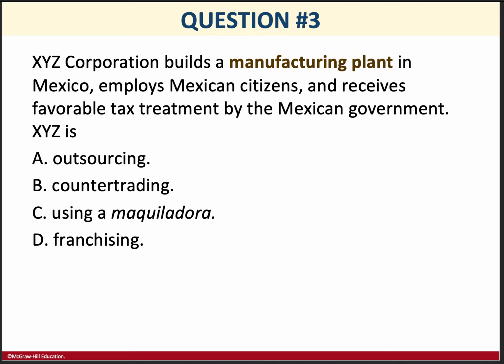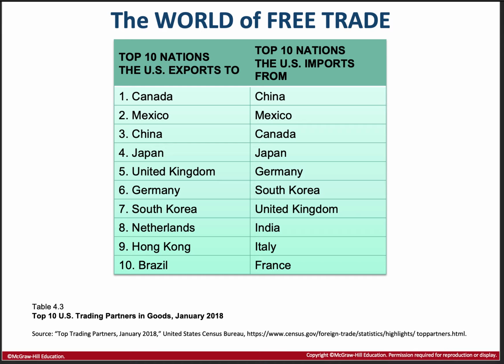All right, moving on. So, the world of free trade. We have our top 10 nations that the U.S. exports to, and the top 10 nations the U.S. imports from. I already gave you the answer to this second one earlier. And this was based on, as you see on the chart, we have this for 2018.